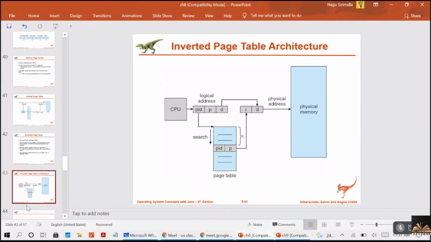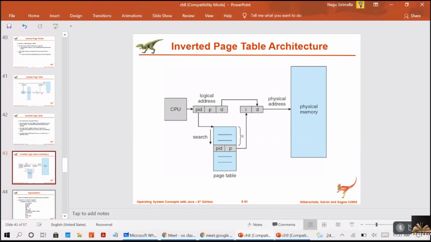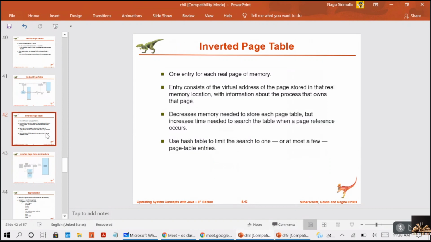So how this can be implemented here, if you can see, the CPU is generating the address. When the CPU is generating the address, it should mention those three things, ma: process id, page number and the offset. Based on the process id it will be searched in the page table, and it will be checked with the page number whether the page number is available or not. If available, then you take the particular frame number there. That frame number is added with the offset to get the actual memory location, right? So this is how your inverted page table concept will work.